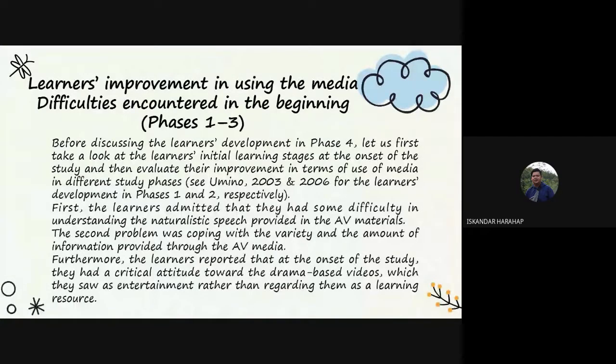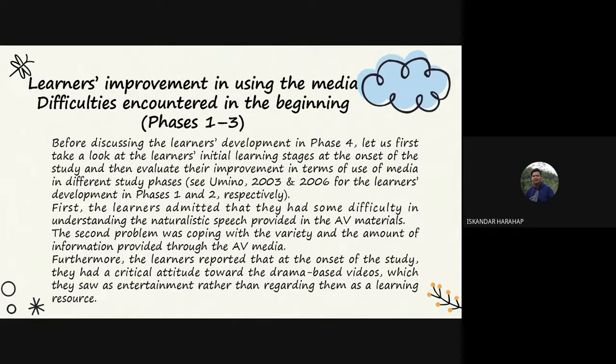Learner improvement in using the media, difficulties encountered in the beginning. Before discussing the learner development in phase 4, let us first take a look at the learners' initial learning stage at the onset of the study and then evaluate their improvement in terms of use of media in different study phases. See Umino, 2003 and 2006 for the learners' development in phase 1 and 2 respectively.